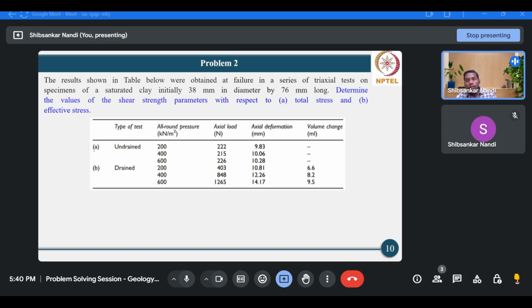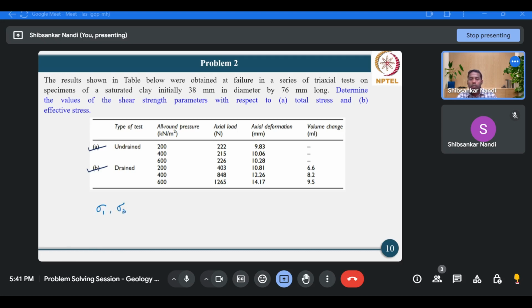So we'll start with this undrained type of test and then we'll move on to the drained type of test. Now, before proceeding further, let me discuss a little bit about the procedure. So what we'll basically try to do, we need the major principal stress and the minor principal stress.